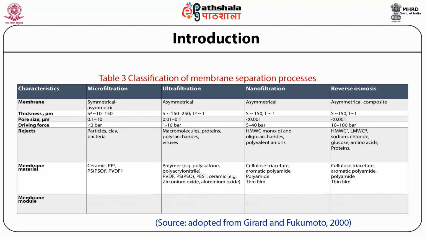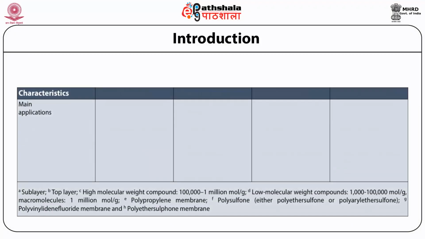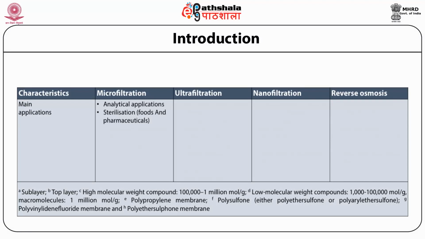Membrane modules which are available for this process: for microfiltration, tubular, hollow fiber, spiral wound and plate and frame. Again for UF, tubular, hollow fiber, spiral wound and plate and frame, and all the modules are used in NF and RO also. The main application of microfiltration is analytical applications like crystallization of foods and pharmaceuticals, clarification of beverages, cell harvesting in biotechnology. UF, particularly in dairy, milk, whey and cheese making.